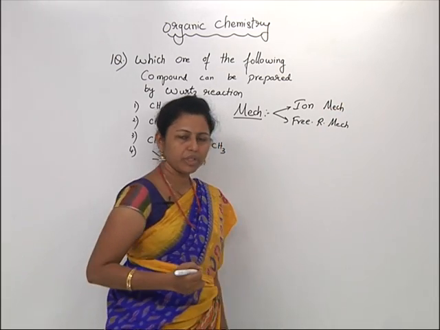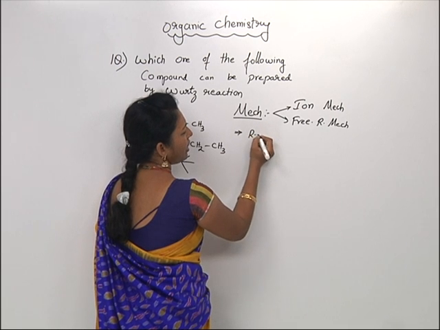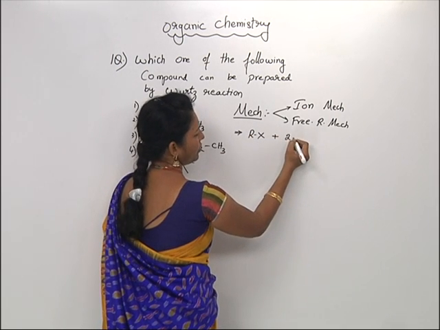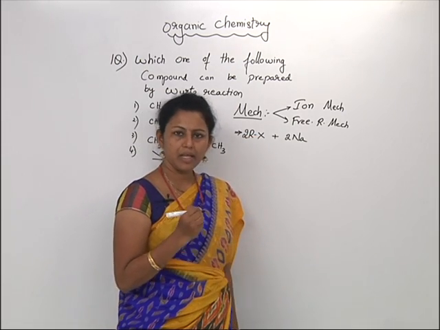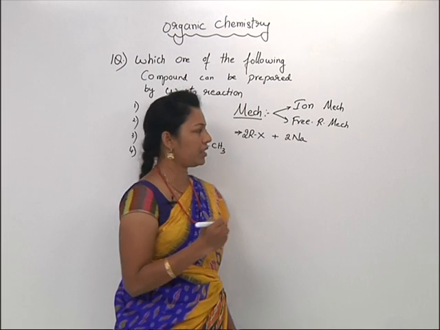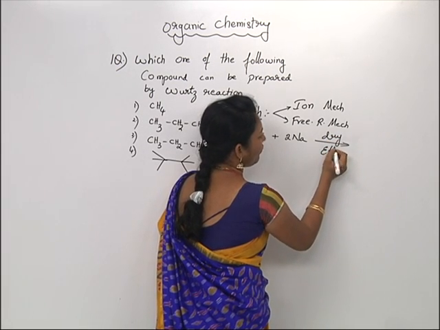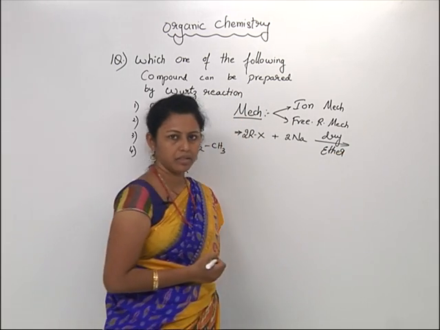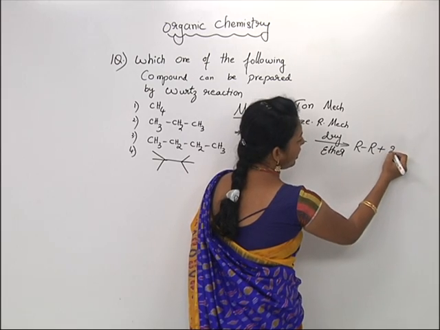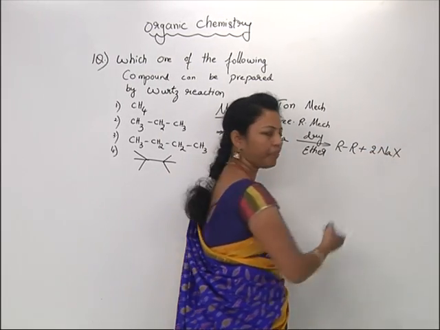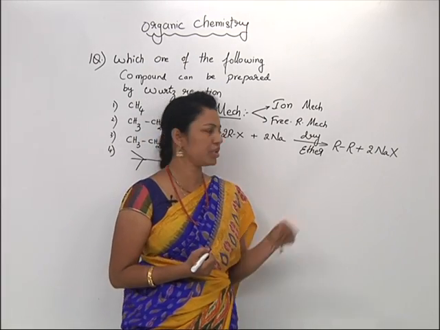So what actually is Wurtz reaction? Wurtz reaction is alkyl halides on reaction with sodium metal. Two moles of alkyl halides will be taken, reacting with sodium metal in the presence of dry ether, which is the solvent we are using. They will produce higher alkanes plus NaX. Higher alkanes will be obtained. This is the general Wurtz reaction.